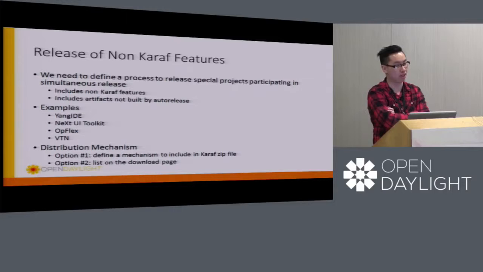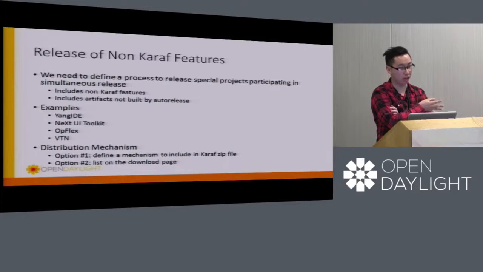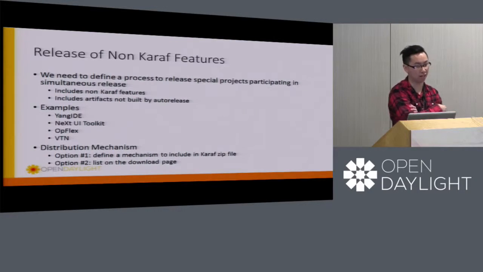So the other thing that came up during the Beryllium discussion and will also affect Boron is the release of non-Karaf features. So we need to define a process to release special projects that participate in the simultaneous release, but either A, do not include any Karaf features, or B, their artifacts are not built by autorelease. There are some projects, for example, Yang IDE from AT&T, NextUI, Toolkit, OpFlex, and VTN. And so we also need to define a distribution mechanism.